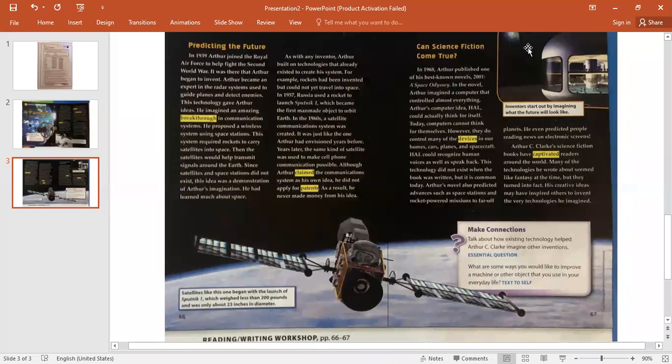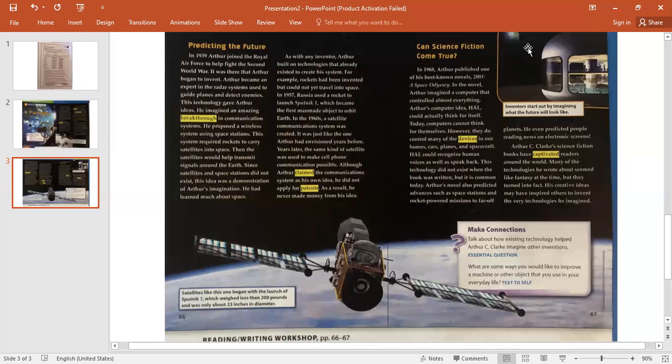He proposed a wireless system using space stations. This system required rockets to carry satellites into space. Then the satellites would help transmit signals around the Earth. Since satellites and space stations did not exist, this idea was a demonstration of Arthur's imagination. He had learned much about space. As with any inventor, Arthur built on technologies that already existed to create his system. For example, rockets that had been invented but could not yet travel into space.